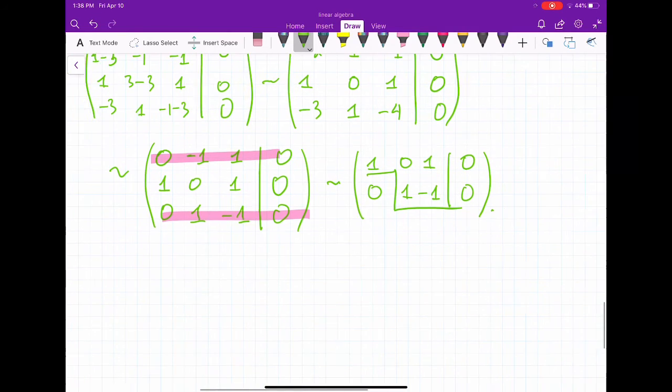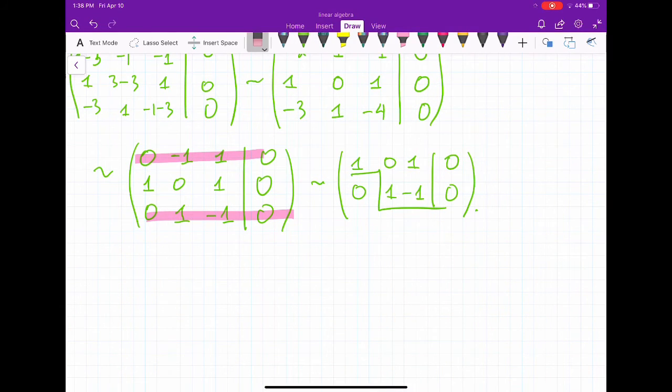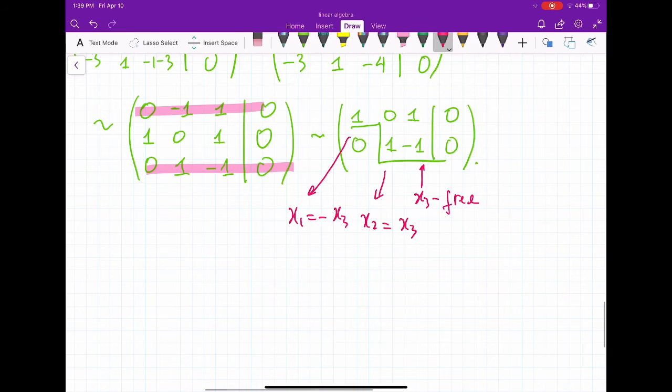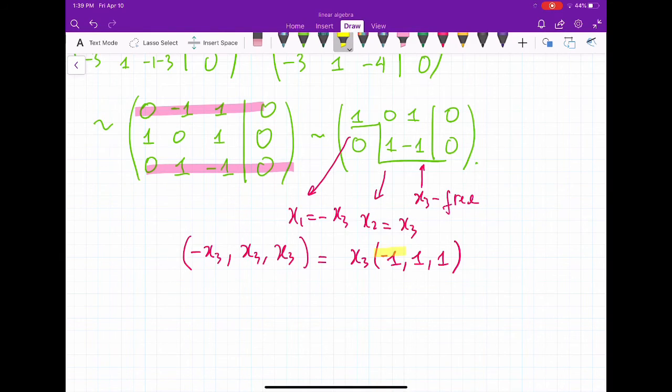And from here we see the third x3 is free, x2 equal to x3, and x1 equal to -x3. From here you get the general solution looks like -x3, x3, and x3, right? So that is x3 times -1, 1, and 1. That is the third column of your matrix P.